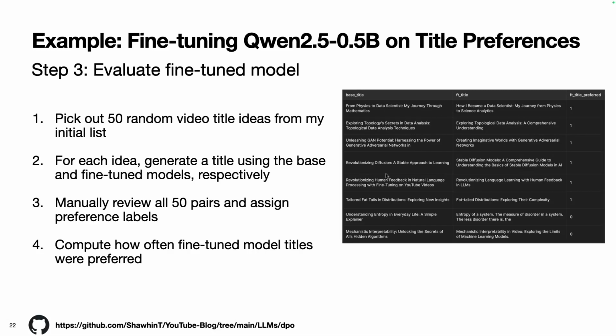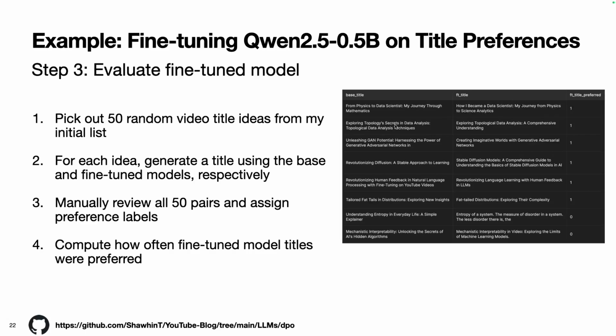So we have the base title, the fine-tuned title, and then a flag that says the fine-tuned title was preferred. And so just reading the first couple, this one from the base model wrote, "From Physics to Data Scientist: My Journey Through Mathematics." I didn't study math, but let's see. The fine-tuned model said, "How I Became a Data Scientist: My Journey from Physics to Science Analytics." So science analytics isn't really a thing, but if you just drop the last few words, this is a good title. "How I Became a Data Scientist: My Journey from Physics." I feel like I would use that.